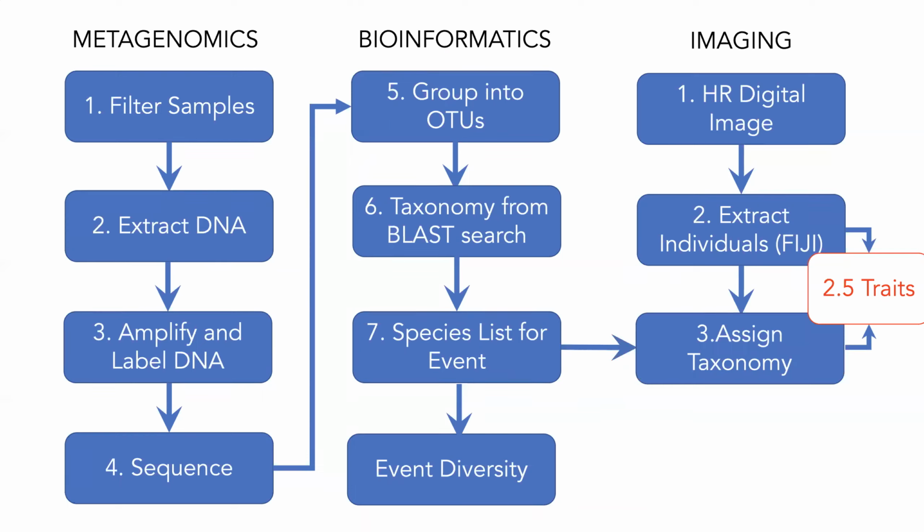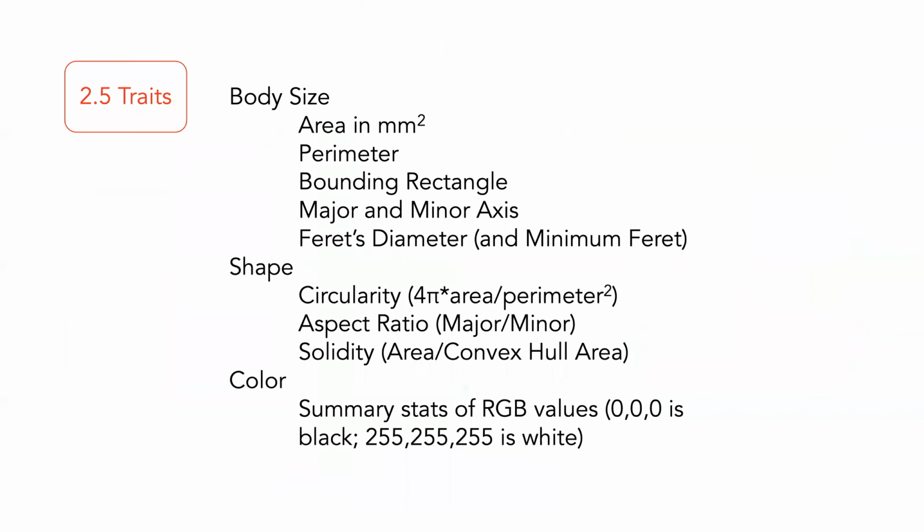So this is kind of doubling back, but another thing that we're able to do when we extract the individuals, we're able to extract traits for each one of those individuals. Now, the traits that we use are measures of body size and measures of shape. And I wrote a script that actually extracts the color of the individual in the image.